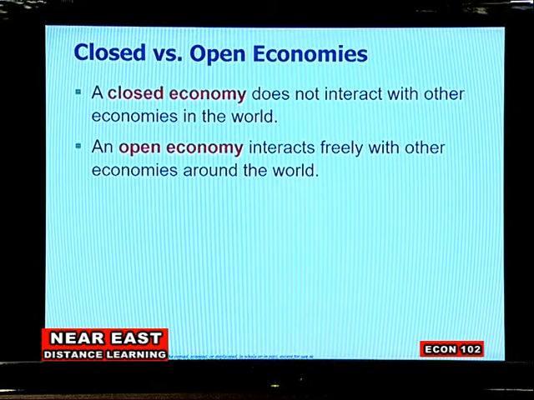Then an open economy is an economy that freely interacts with other economies around the world. An economy which freely interacts with other economies around the world is called an open economy. Examples of open economies: Turkey, Cyprus, United States. A lot of countries tend to be open economies because they allow free transactions with the rest of the world.